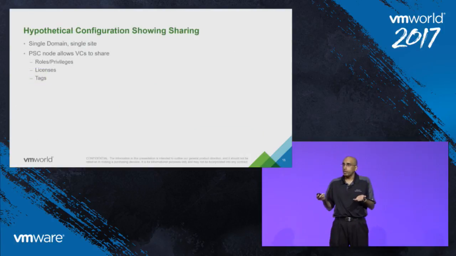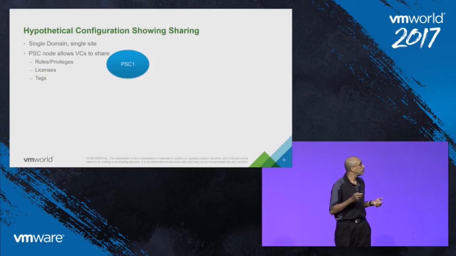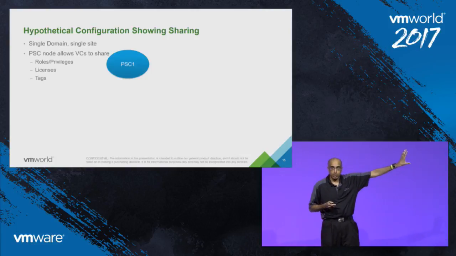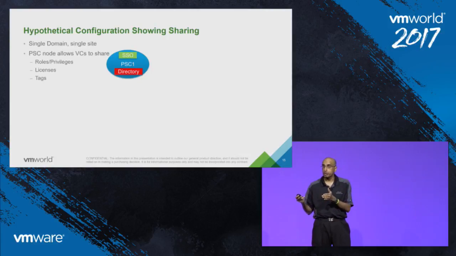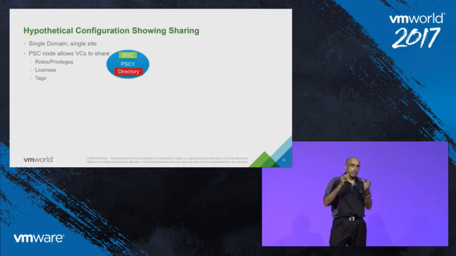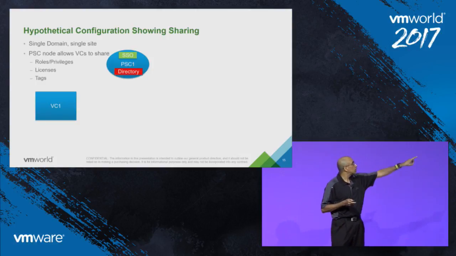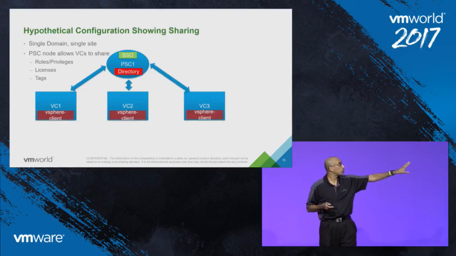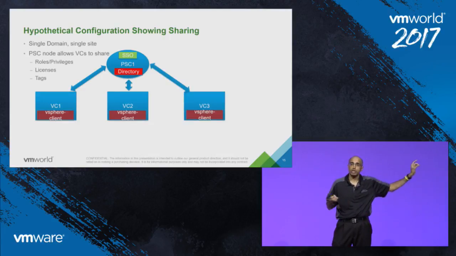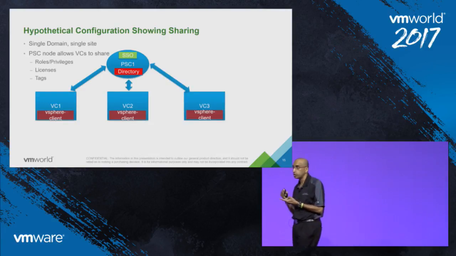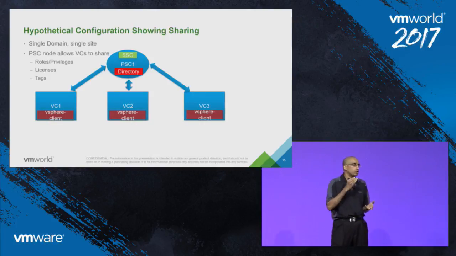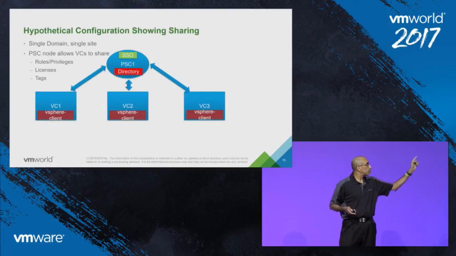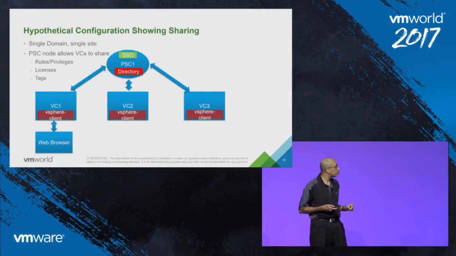Now, let me show you a hypothetical configuration where you use this. Imagine you have a single PSC. That PSC contains your SSO, and it contains your directory service. Because you have this PSC and the directory service is in a central location, all of your vCenters can take advantage of it and can share it. So of course, now all of your vCenters can share licenses, all of your vCenters can share tags, and all of your vCenters can basically access directory information, et cetera, through this shared service.